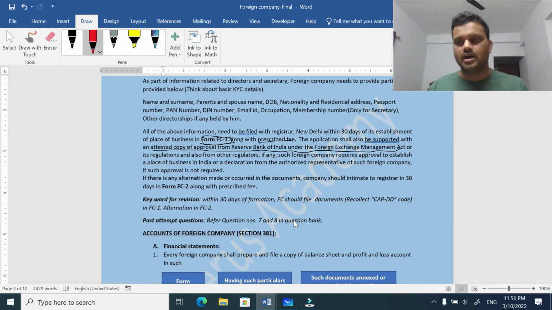For example, after providing the information, there are some changes or alterations in the address or place of business, additional places of business were added, or the address of the company in India changed, or the authorized representative changed. Then they have to provide the revised information under FC2. Within 30 days of the change, they have to provide this revised information under FC2 along with the prescribed fee to the registrar. Then again, keywords for revision I have provided here. You can go through them, and the past attempt questions, question numbers 7 and 8.